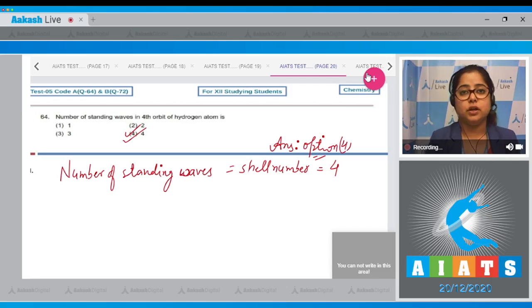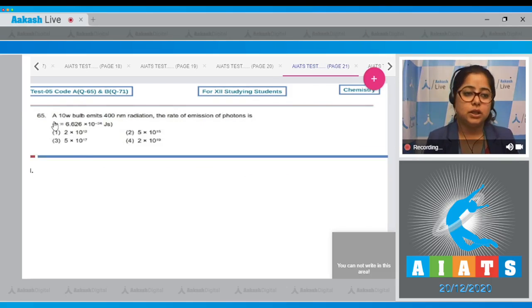Moving to next question, which is question number 65. Let's read it. A 10-watt bulb emits 400 nanometer radiation. The rate of emission of photons is. Student, here, first of all, we are given power, that is 10 watt, and we all know that power is equal to energy per unit time. And also we are given the wavelength of the radiation, that is 400 nanometer. We have to calculate the rate of emission of photons.